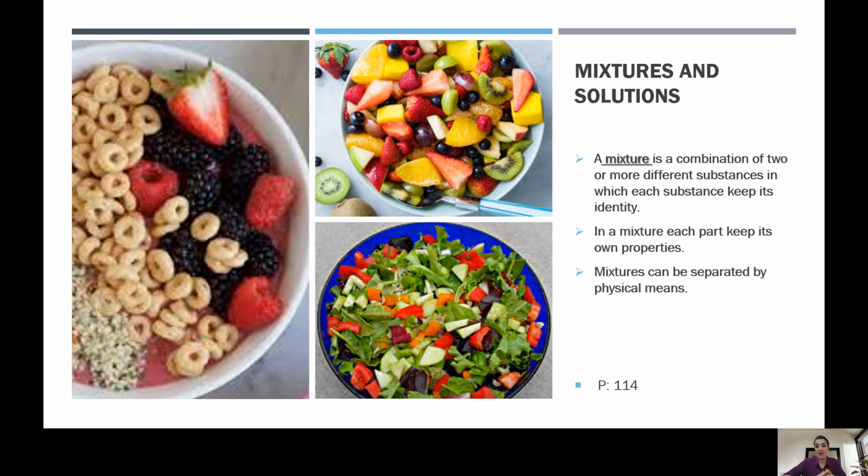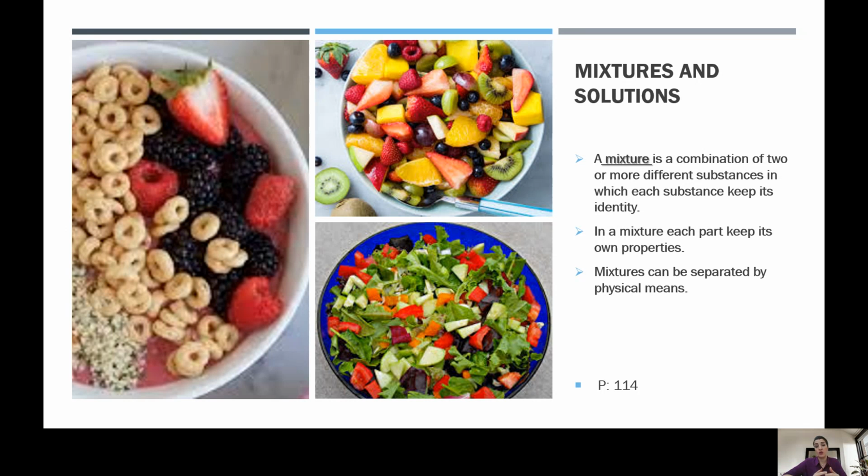Let's move on. Now we will be talking about mixtures. What is the difference between a mixture and a solution? I don't know if you have heard about them before, but I will be briefing you and explaining the difference between a mixture and a solution, so you will be able to differentiate between mixtures and solutions, and also give examples.